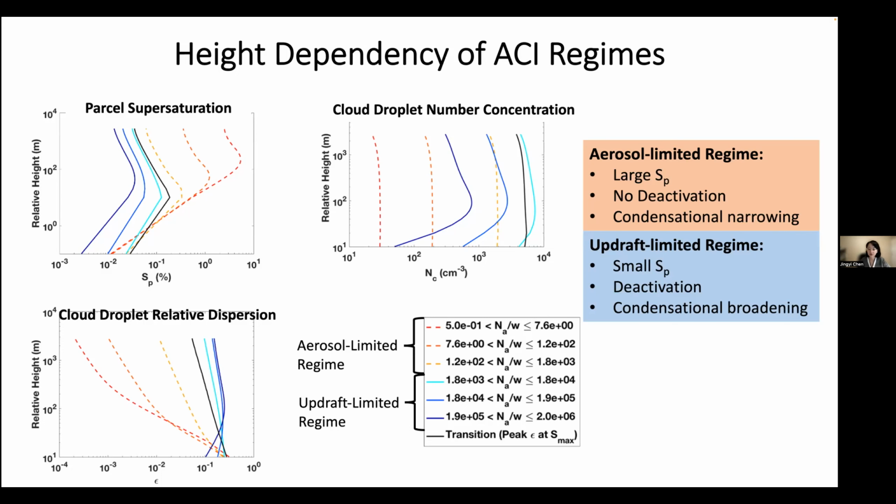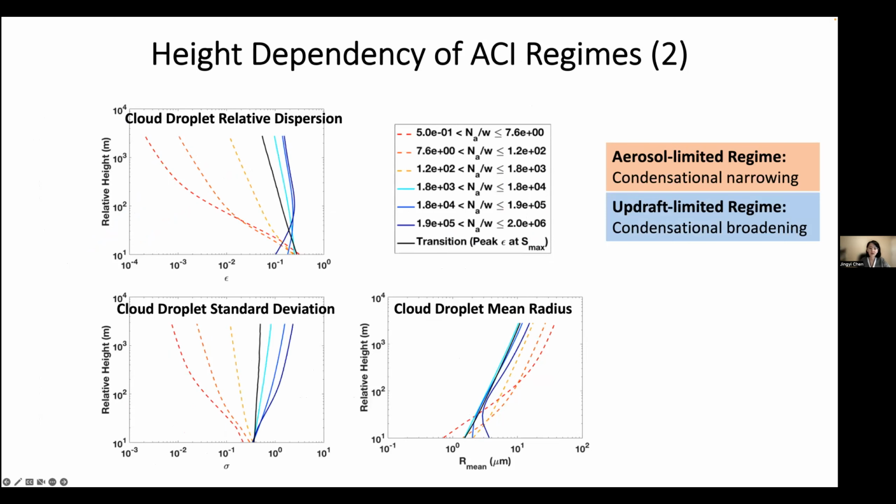The relative dispersion in the bottom left figure decreases with height rapidly in the aerosol limited regime, but the decrease is slower in the updraft limited regime. To further explain the behavior of dispersion, I have the standard deviation and the mean radius here on this slide. We can see the standard deviation decreases with the height in the aerosol limited regime, indicating the narrowing of the droplet size distribution, but it increases with the height in the updraft limited regime. The reason is explained in the previous slide.